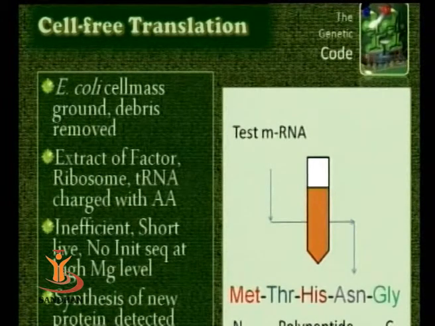The characteristic of the cell-free translation system is that it is inefficient. That is, it is not as rapid and as efficient as the in vivo cell translation system. But it has some advantages. Although it is short-lived, it does not require specific initiation sequences to begin the translation process. Such a system can be made to initiate a translation process simply by manipulating a high level of magnesium concentration. Within this system, one can readily detect the newly synthesized polypeptide molecules.